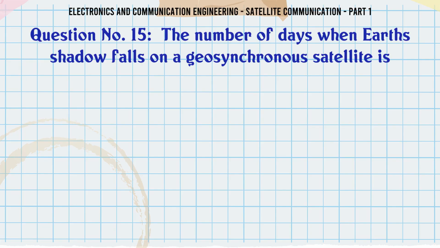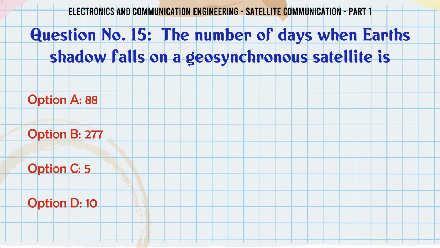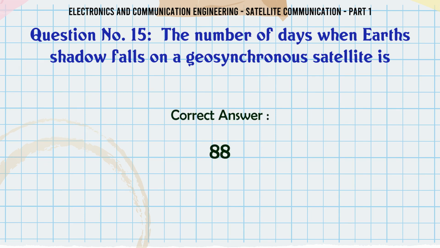The number of days when Earth's shadow falls on a geosynchronous satellite is A. 88, B. 277, C. 5, D. 10. The correct answer is 88.